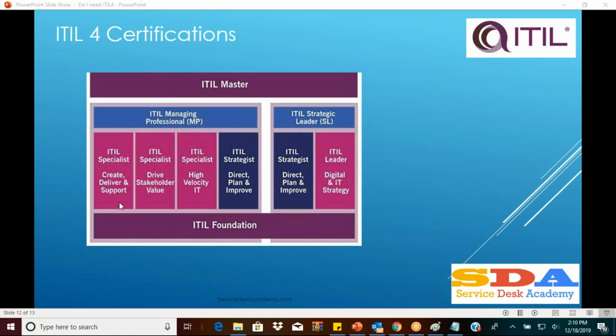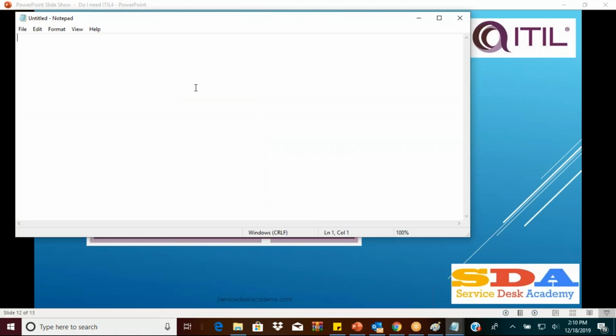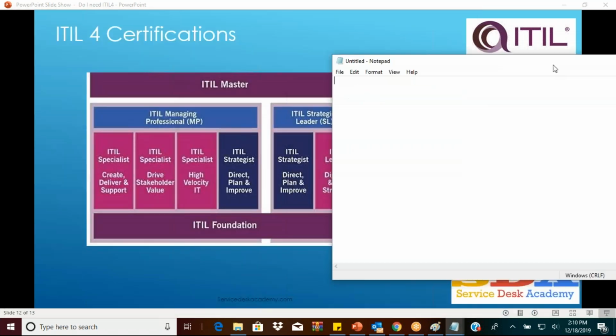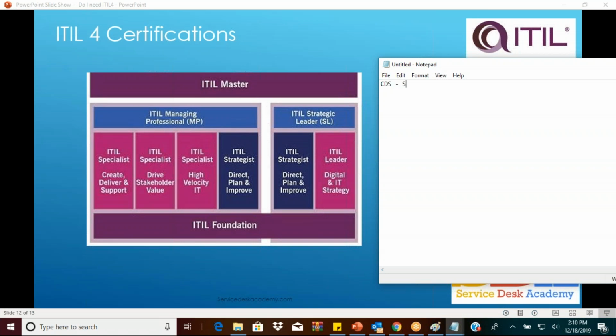If you look at the CDS, I can say that CDS certification goes like this: it covers ITIL service operations. And your DSV, Drive Stakeholder Value, will address your ITIL v3 service strategy certification.